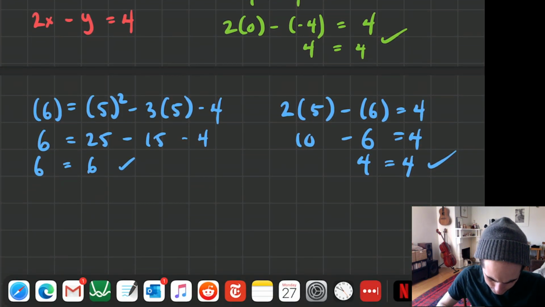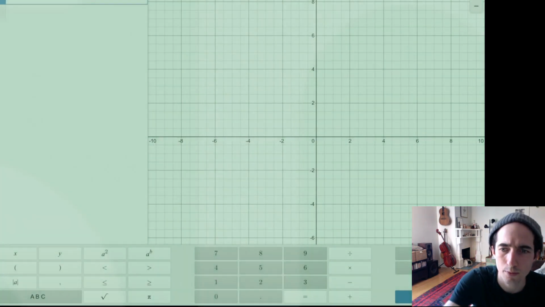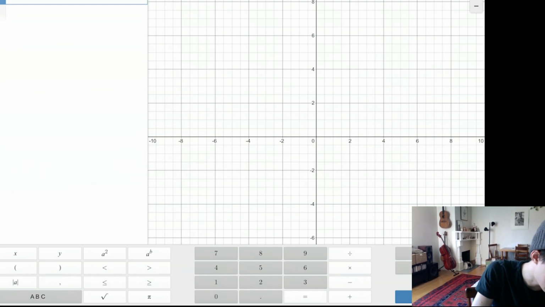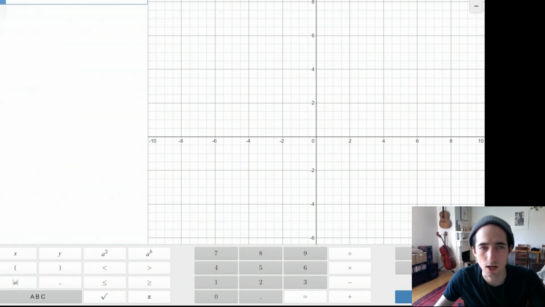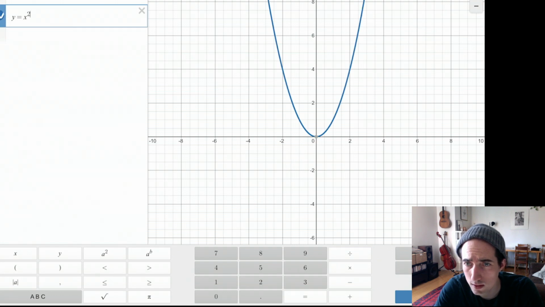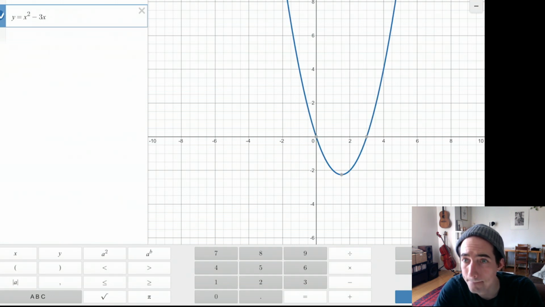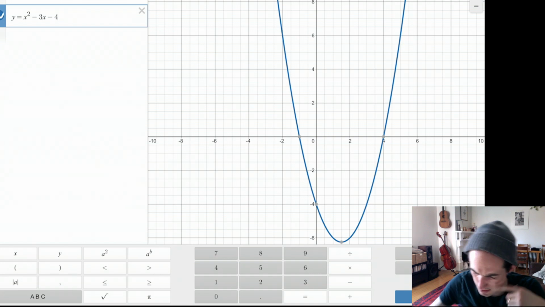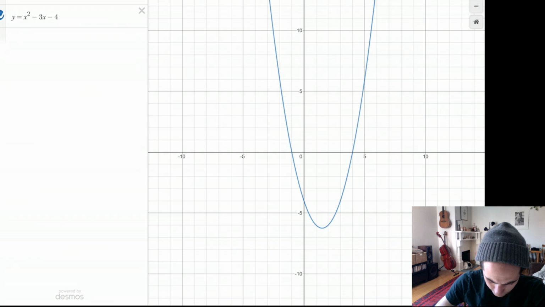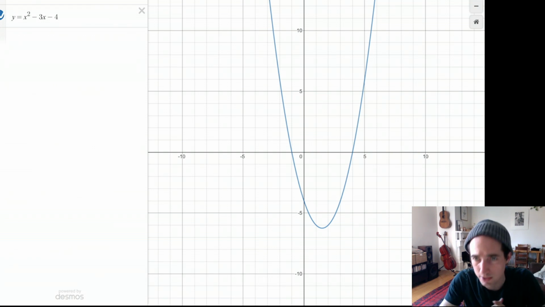I'm going to head over to Desmos really quick, and we'll punch this system in, and we'll see what that corresponds with in terms of our intersection points. So let's try this out. Let's do the parabola first: y equals x squared minus 3x minus 4. Okay, so that's this equation here. That looks like a fairly general parabola, nothing too special about it.